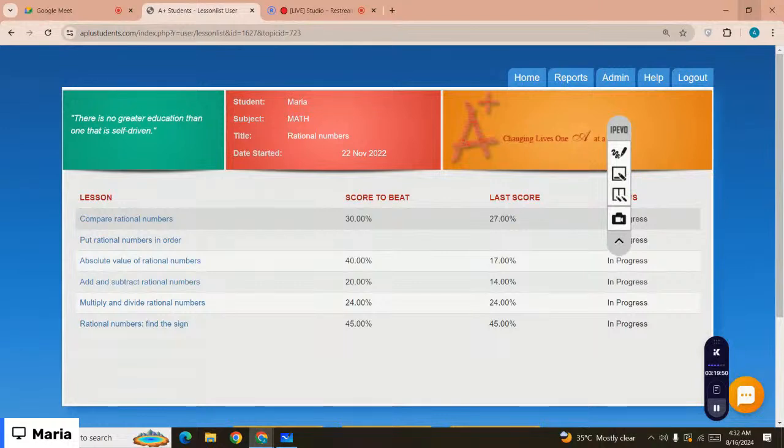Okay, the next lesson is multiply and divide rational numbers. Let's just start with the next lesson.